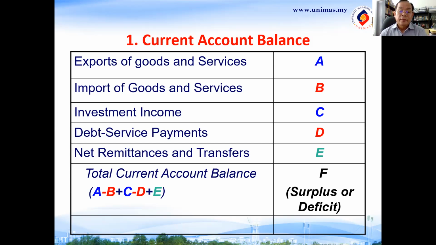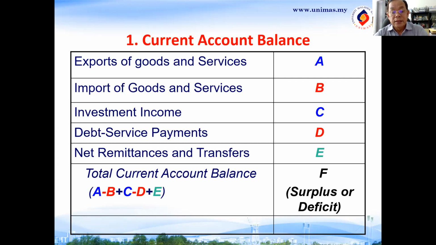If there are a lot of people working overseas, for example, that brings in money ataupun transfer back money home, then they become positive. But if there is a lot of money transferred out of the country, then it becomes negative. So the total current account balance would be A minus B, export minus import, plus C, which is the investment, minus the debt service payment, plus E. So E could be, as I said, positive or negative.